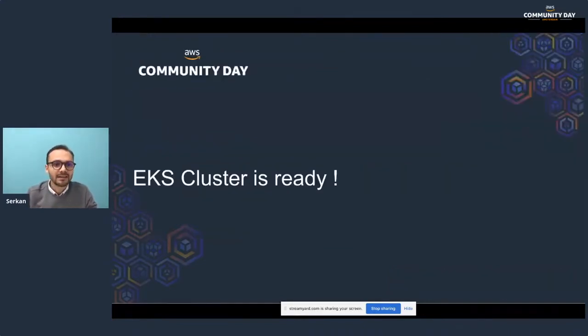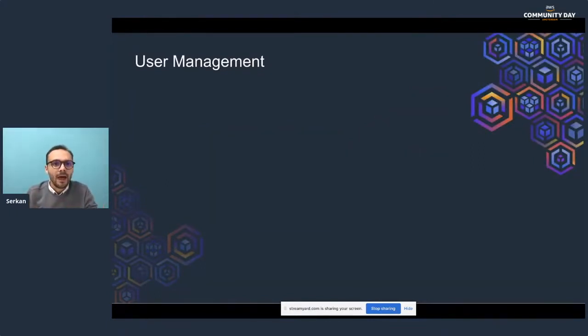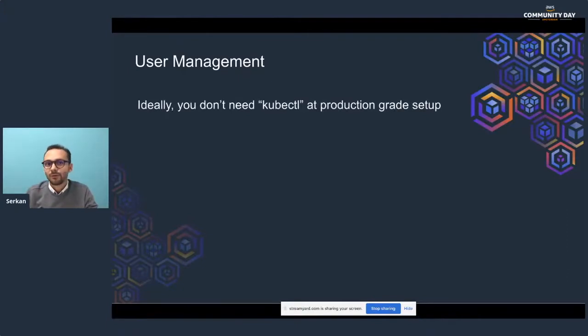So finally, our EKS cluster is ready, and we see it on the console. The next thing is user management, how we are going to talk with this Kubernetes cluster. When we talk about user management, the question is what kind of access you need at your Kubernetes cluster if you are talking about a production grade setup. Basically, kubectl is the modern-time equivalent of SSH. And we had this conversation 10 years ago. I hope we solved this problem, but somehow it came back.